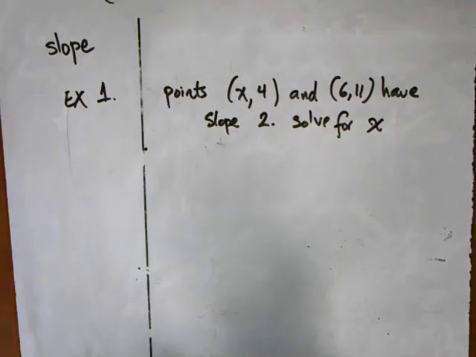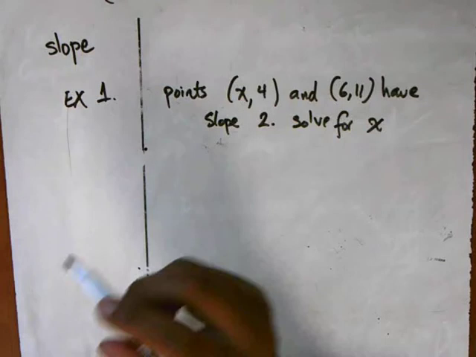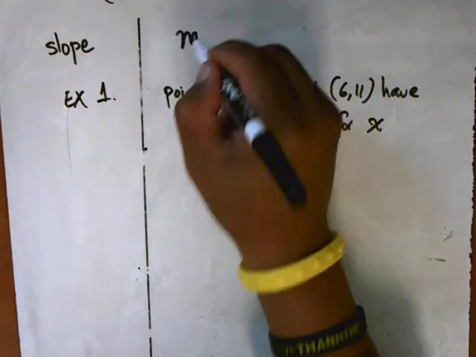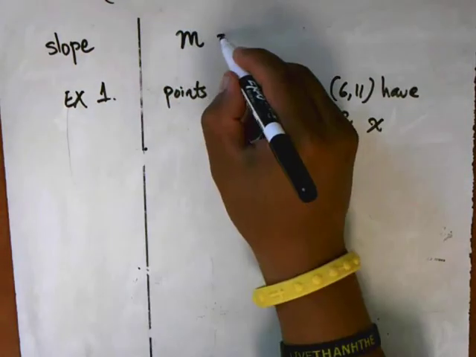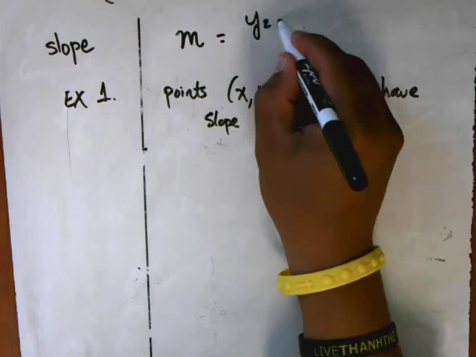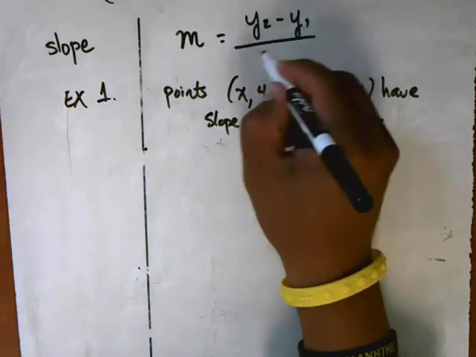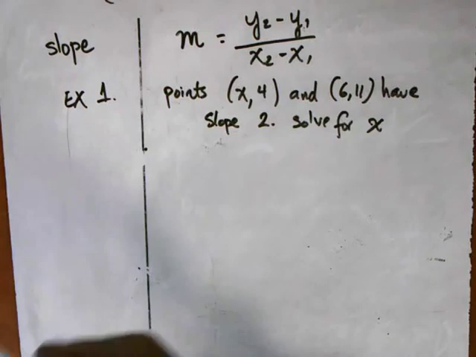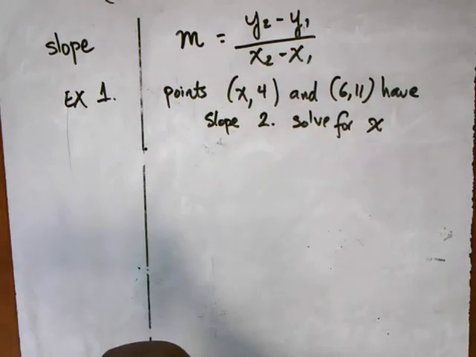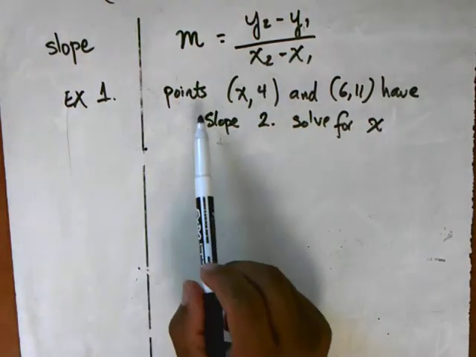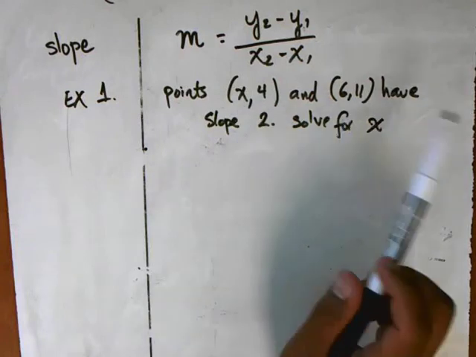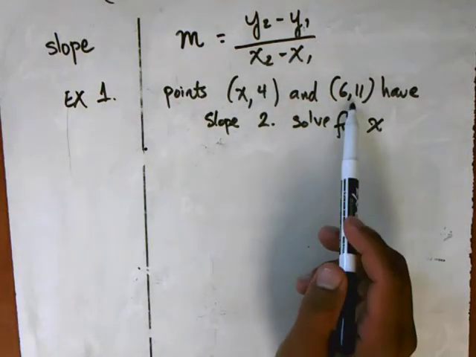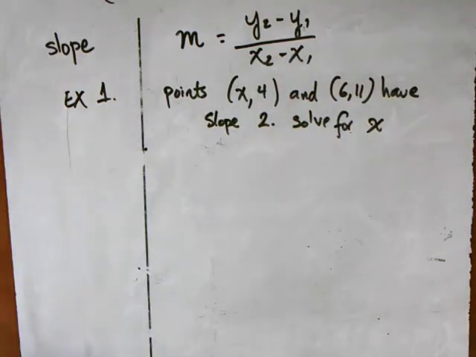So another way that we can define slope in sort of precise mathematical terms, and we're going to use the letter m, the variable m, to represent slope, is m equals y2 minus y1 over x2 minus x1. And this is the traditional definition of slope, change in y over change in x. Okay, so I have an example here. I have 2 points, (x, 4) and (6, 11). So one of the points we know the coordinates for, the other point we do not know the coordinate for, and we know that the slope is equal to 2, and we're asked to solve for x.